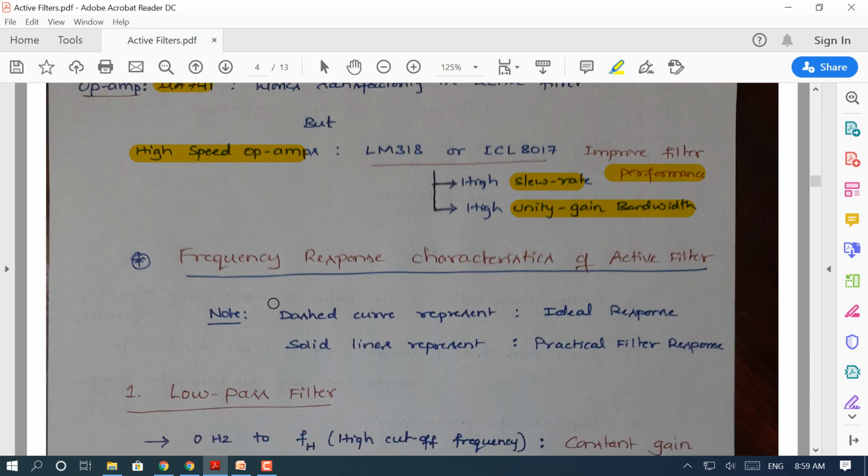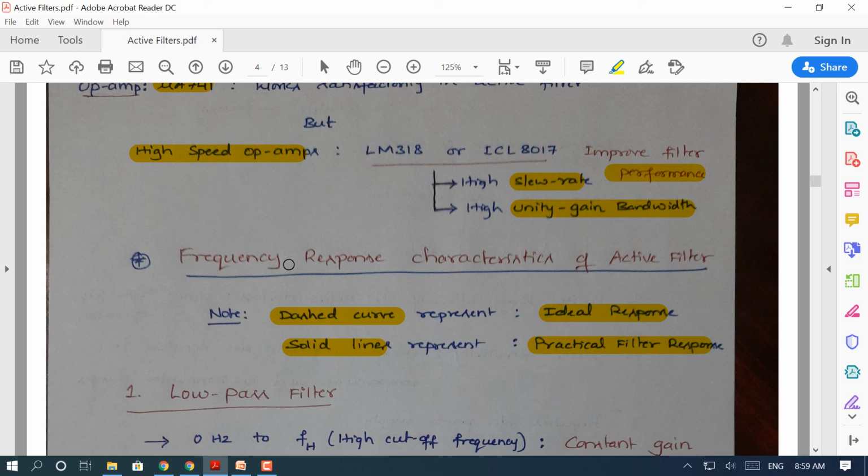Now let us see the frequency response characteristics of active filters, how exactly the filter behaves for different frequencies. In our analysis, we use dashed curves to represent an ideal response and solid lines to represent the practical filter response. So we have two types of response here generally: ideal response and practical response. So from the frequency response we can understand whether it is a practical response or the ideal response.